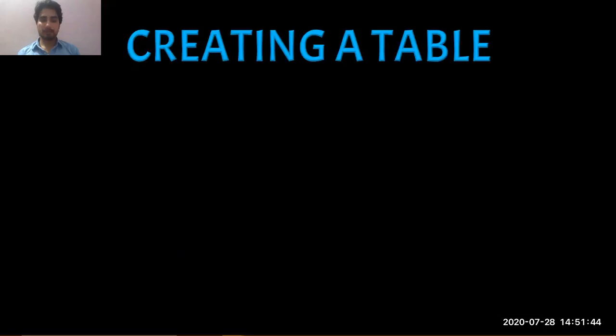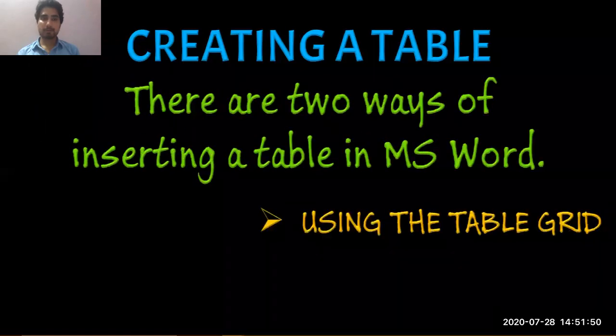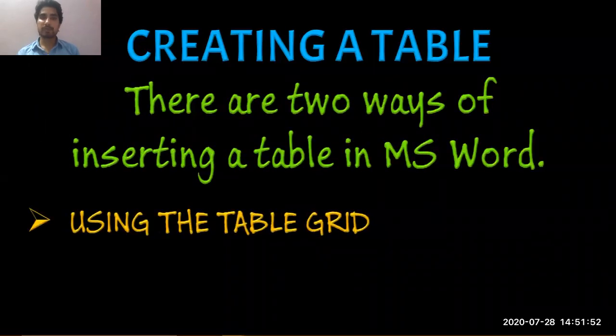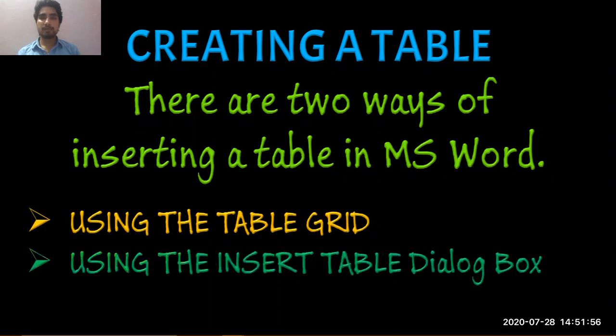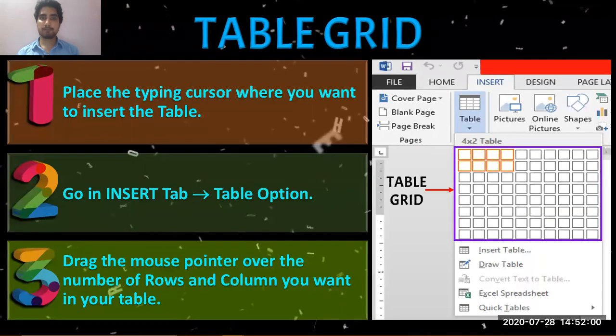Now there are two different methods through which we can create a table. So the methods are, first, by using the table grid option. Second is by using the insert table dialog box. So let's see the first method.